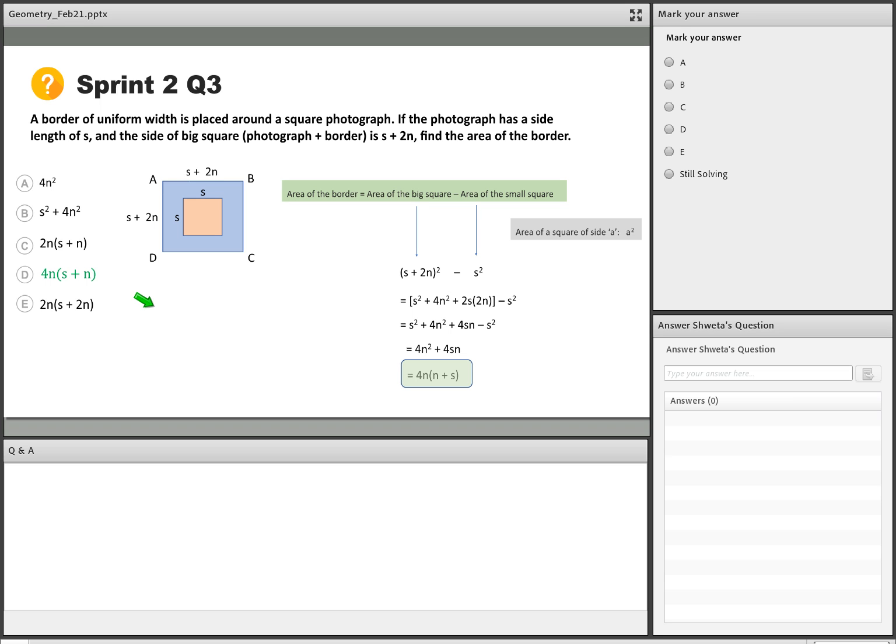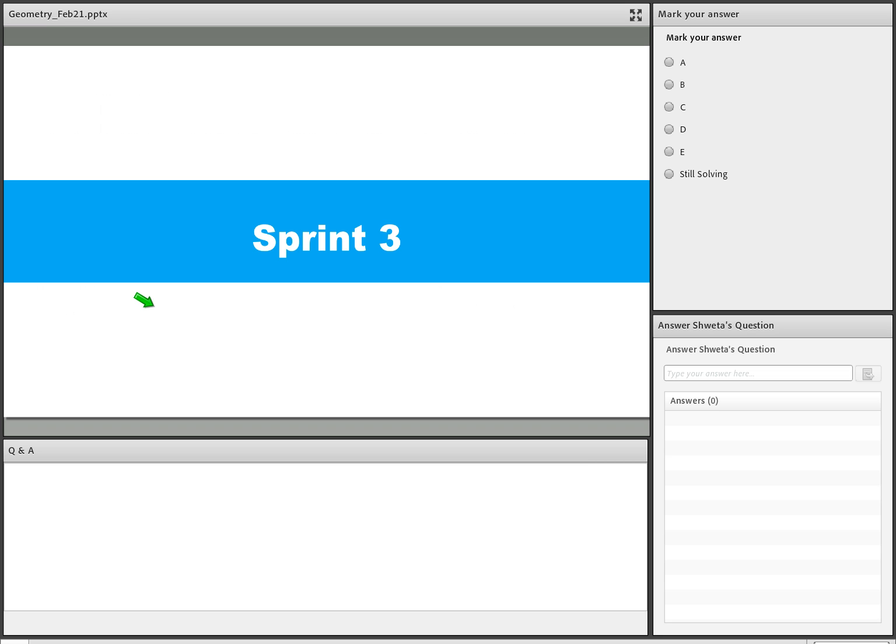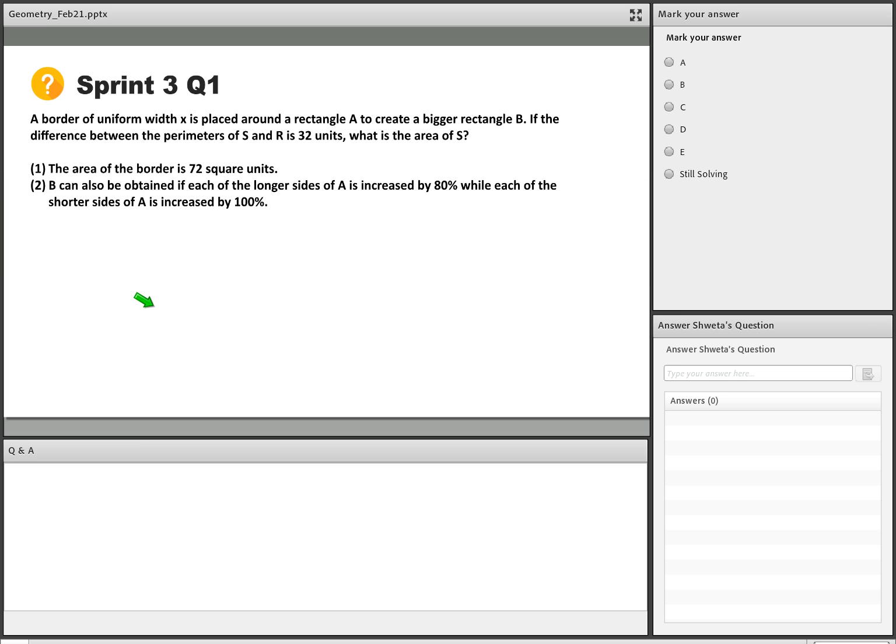All right, great. Percentages and numbers have increased now. We're ready for sprint 3, which are those two challenge questions. I'll be showing you the first question here. Good luck, everyone.